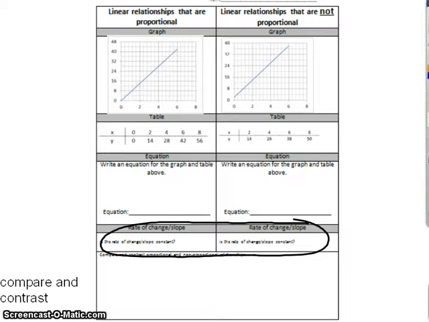Okay, so you should have realized that yes, the rate of change for both of these is constant. The slope is constant, which you should have known because both of these are linear relationships. They're both linear. Therefore, their rate of change should be constant. Okay? So the question is, what's the difference between a proportional relationship and a non-proportional relationship?